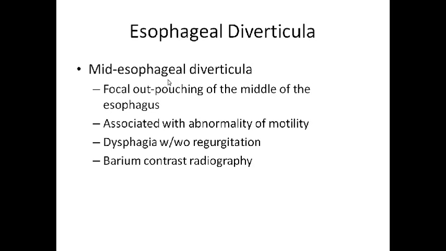Mid-esophageal diverticula is a very focal outpouching in the middle of the esophagus. It's associated with abnormality in motility, so we may want to do the manometry also to see the contraction of the esophagus. Dysphagia without regurgitation, so we'll have trouble eating solids, liquids, and we want to see the structure. So with all of these, especially with the structural deficiencies, we want to do a barium contrast to see the structure.